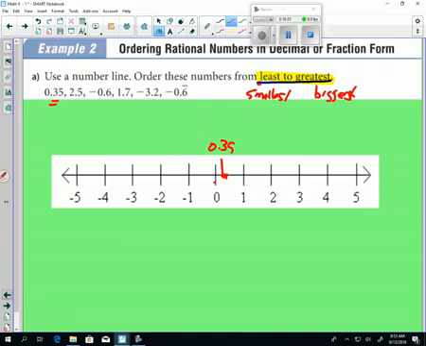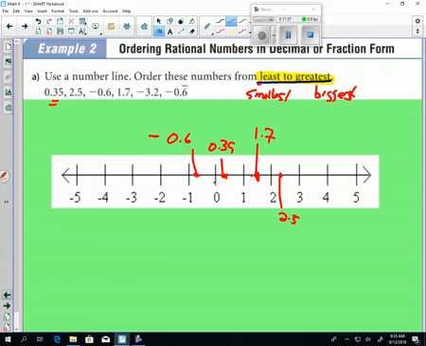2.5. Well, here's 2, there's 3, halfway in between would be 2.5. Minus 0.6. Well, there's 0, there's -1, halfway is -0.5, so minus 0.6 is there. Okay. 1.7. There's 1, 2. Halfway in between is 1.5. So it's going to be somewhere around, my pen is not exact, but 1.7. There. It's in between 1 and 2.